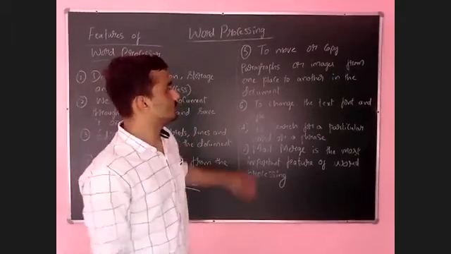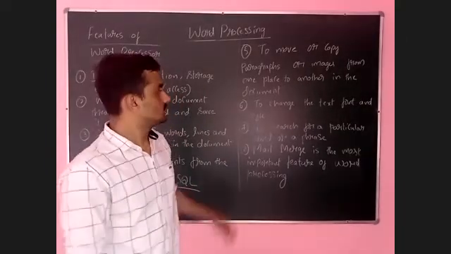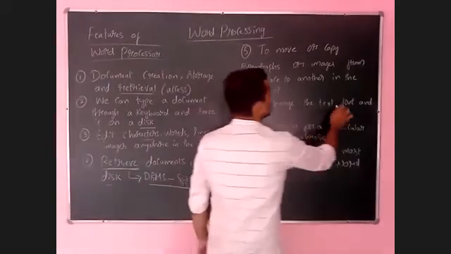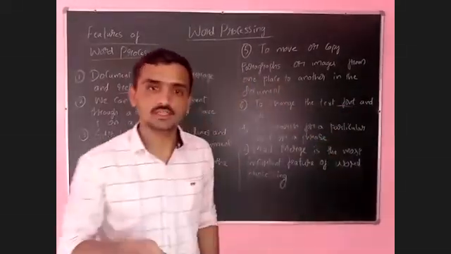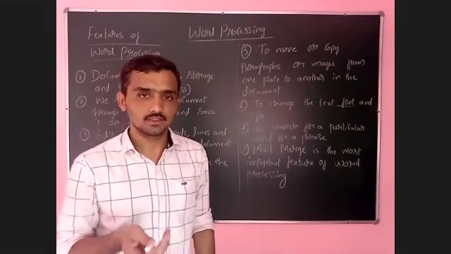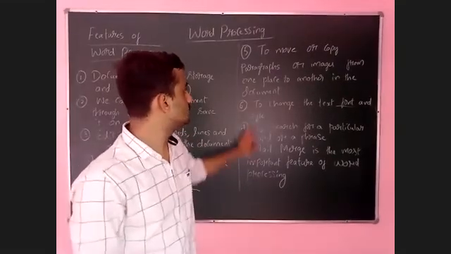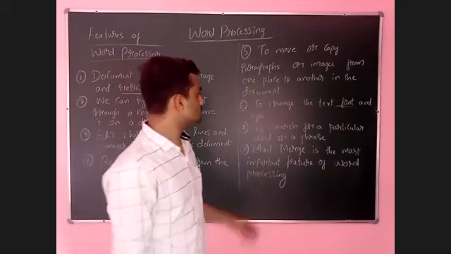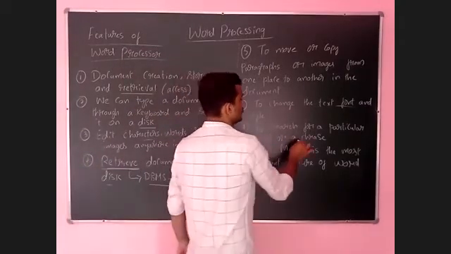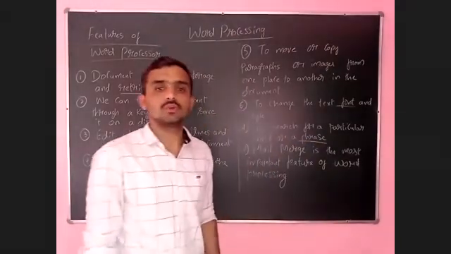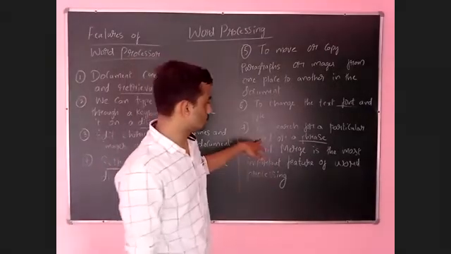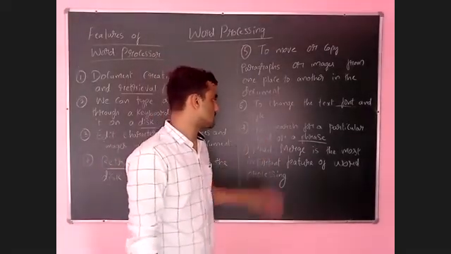That means if you have made a mistake, you can change it. Next, to change the text font and style. This is very important here. That is changing the color of the text, changing the background, or making it bold or italics. These facilities we have in word processor software. Next, to search for a particular word or phrase. If you want to know how many times a word is repeated, or if you want to replace that word, you should first search for it. That facility is there.